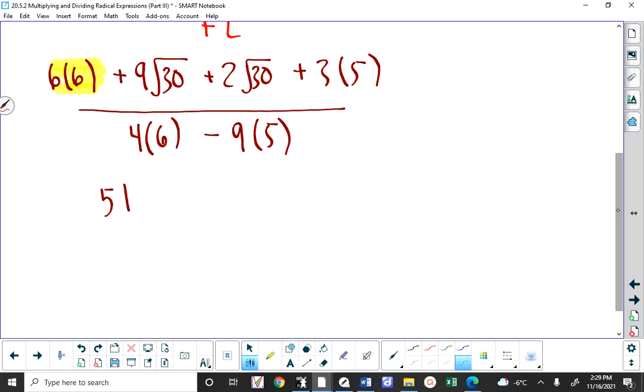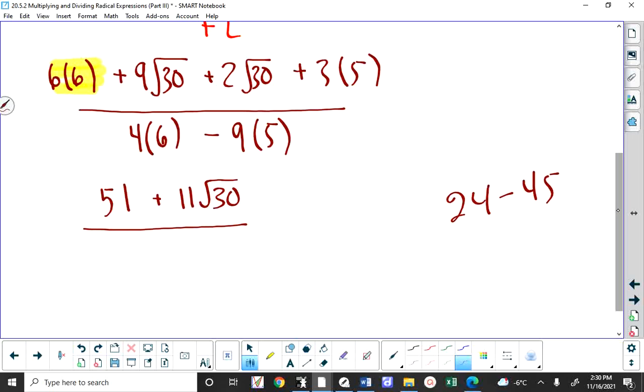We also have, oh, this is nice, we have similar terms. We have root 30s that we're adding together. So I get 51 plus 11 root 30 over, what do we get? 24 minus 45. Negative 21. Okay.